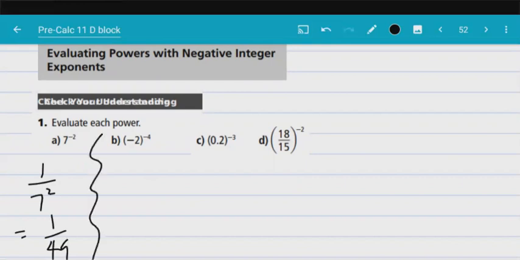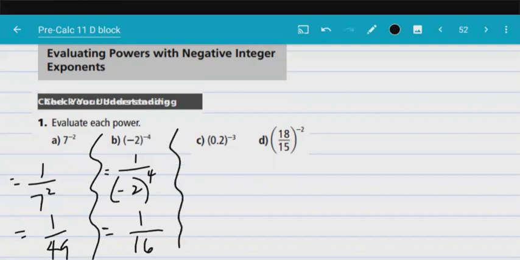What about this one? Evaluate negative 2 to the negative 4. That would be having your negative 2 as your base. That would be 1 over negative 2 to the 4th. And negative 2 times itself 4 times would be 16. Okay, there's your answer.